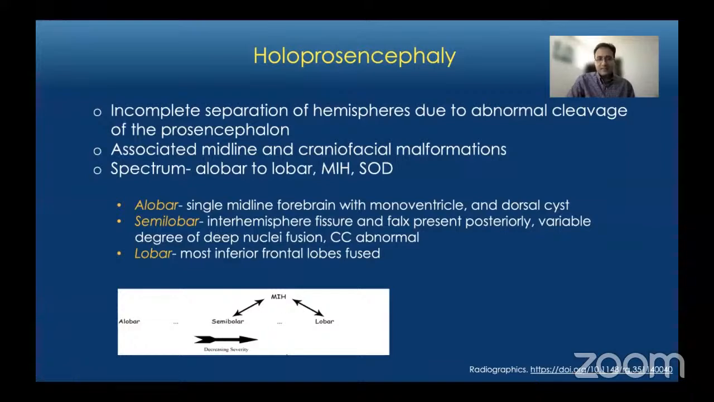So in alobar holoprosencephaly, there is a single midline forebrain with a horseshoe-shaped monoventricle and a dorsal cyst. In semilobar holoprosencephaly, there is some separation of the hemispheres. The interhemispheric fissure is partly present posteriorly, and there is fusion anteriorly. There is variable degree of deep nuclei and thalamic fusion in semilobar. And lobar holoprosencephaly is the least severe form, where there is only fusion of the most inferior portion of the frontal lobes. Otherwise, the hemispheres are separated.